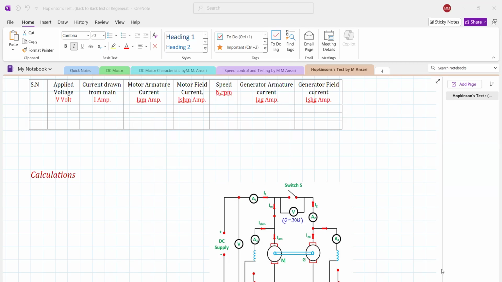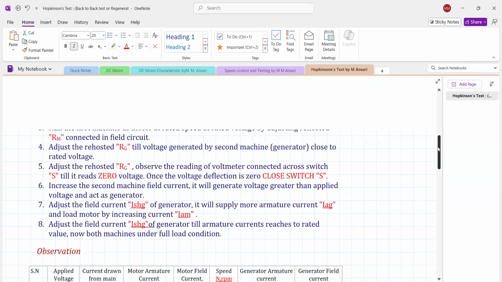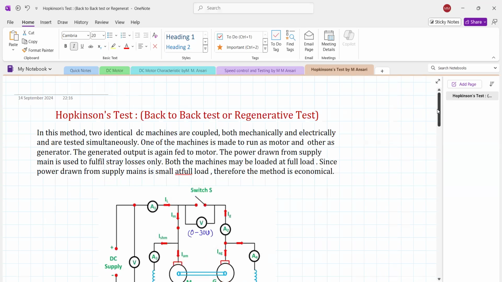Okay, welcome to the electrical machine lecture. Our topic today is the Hopkinson test. It is also called the back-to-back or regenerative test. Back-to-back and regenerative test means that here two machines are used.